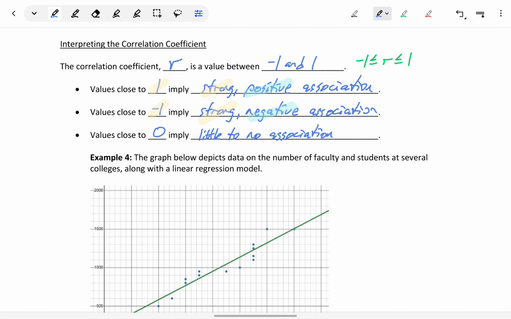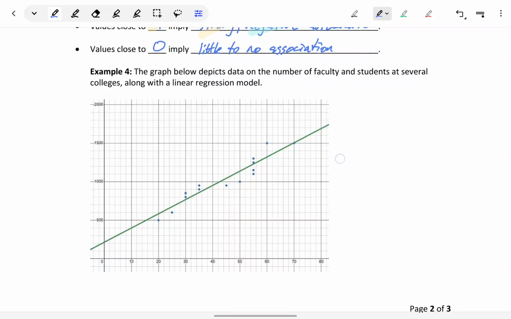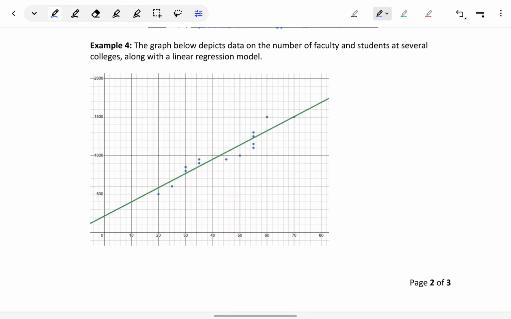And then there are values in between -1 and 0, and 0 and 1, where there's some more ambiguity, but a later topic will help us get into that a little bit more in depth. Let's revisit the graphs that we already considered in the first 3 examples, but now we'll take a look at the correlation coefficients for those to see how that would correspond.